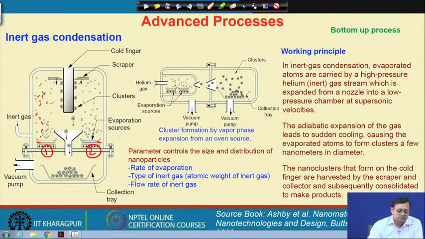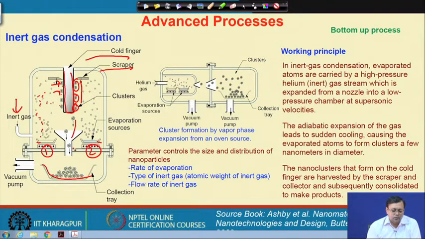And so the evaporation will take place from those pieces and go and deposit on the cold finger. So, this is a cold finger, which is the heat sink, and after some amount of deposition, at regular periodic intervals, I can use a scraper which takes away all these clusters of particles, and they are simply collected at the bottom. Okay. And this can be done in an inert condition, and we can introduce some inert gas during this whole process. So, clusters of those atoms can be formed in that case.